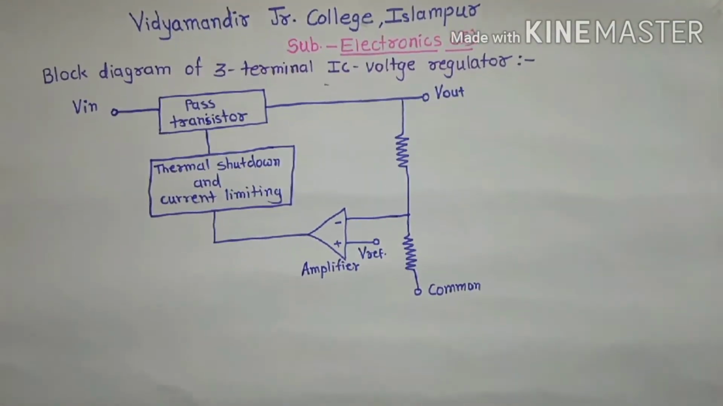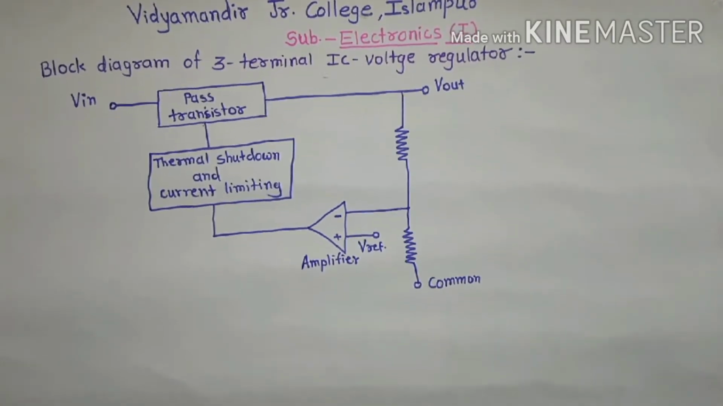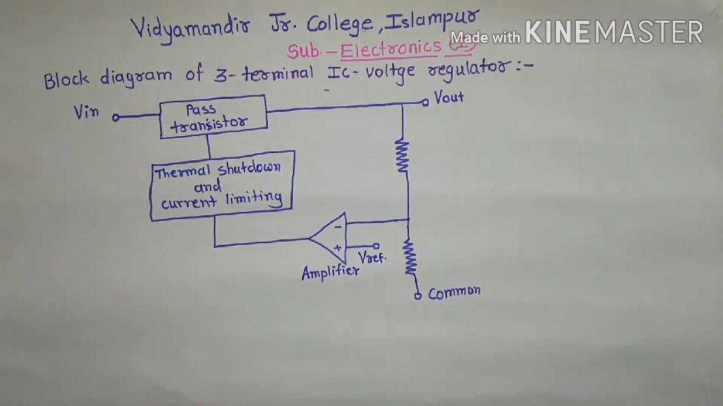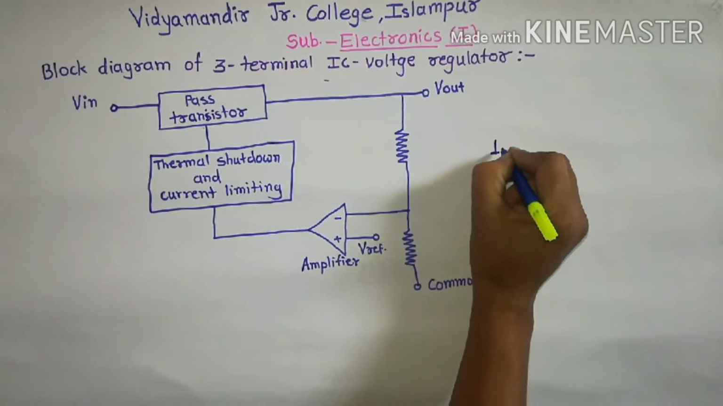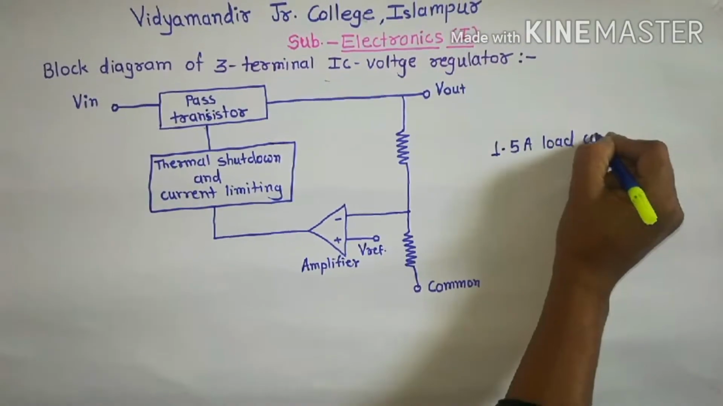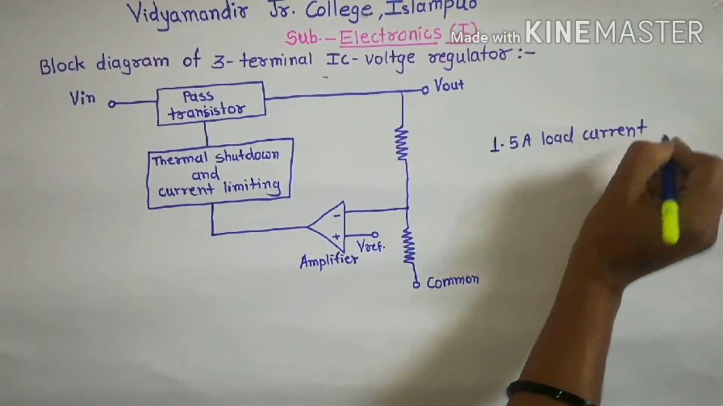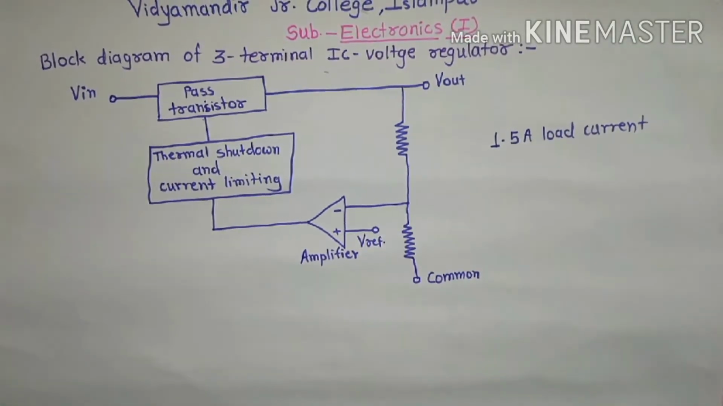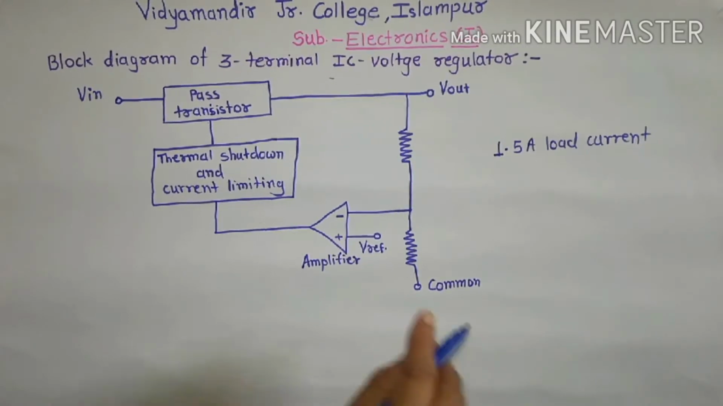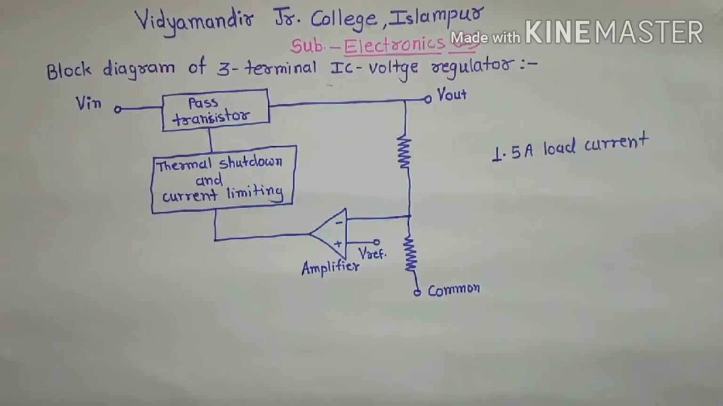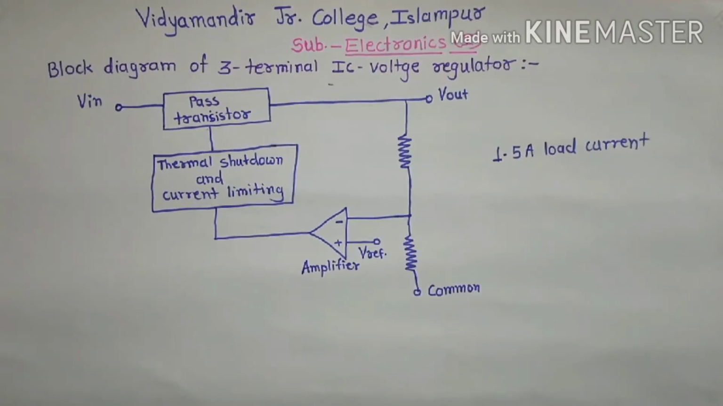The 3-terminal IC regulator consists of a pass transistor which can handle more than 1.5 ampere of load current. That is, the maximum current handling capacity of that transistor is 1.5 ampere. It also provides current from 100 milliampere to more than 3 ampere. This is the pass transistor. In the pass transistor, heat sinks or fans are mostly used.